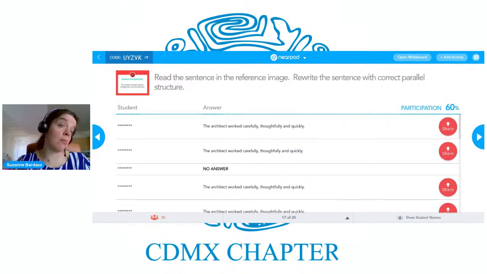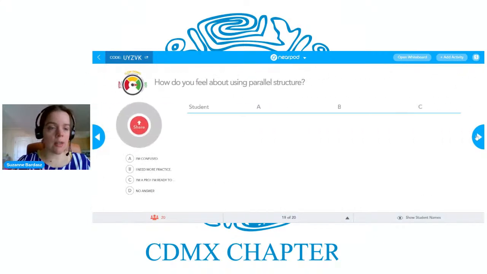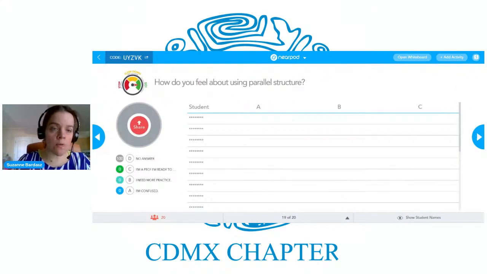In a moment, I'm going to show you what's going to happen to this information. But let's just finish things up. I apologize, we have to keep going. Let's end with this: how do you feel about using parallel structure? This is that poll feature. We have A, I'm confused. B, I need more practice. C, I'm a pro. Let's see how people are.